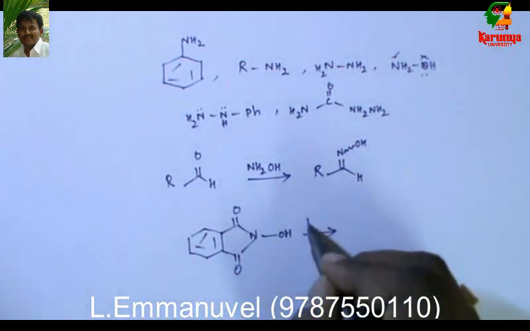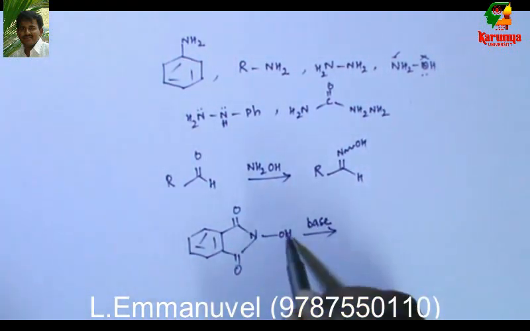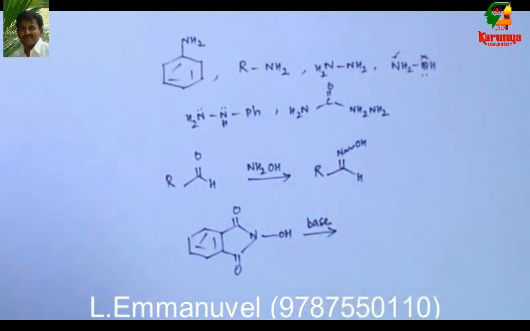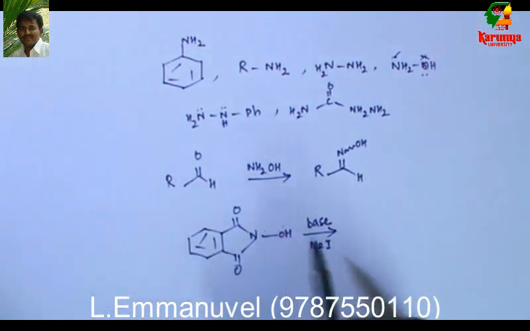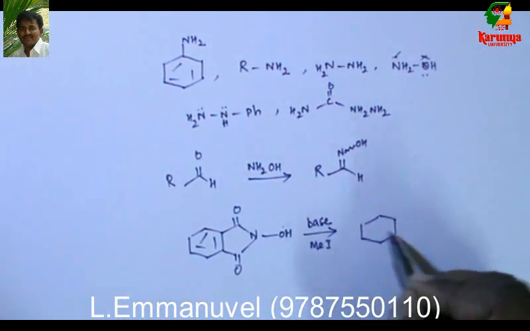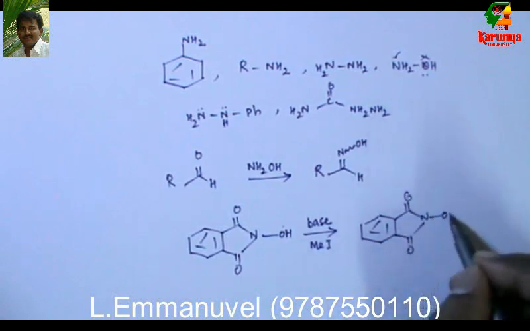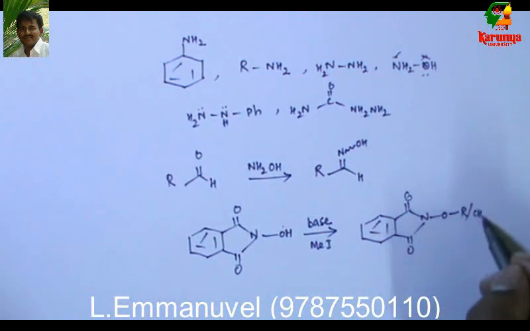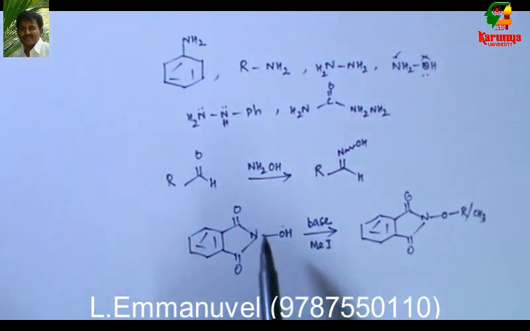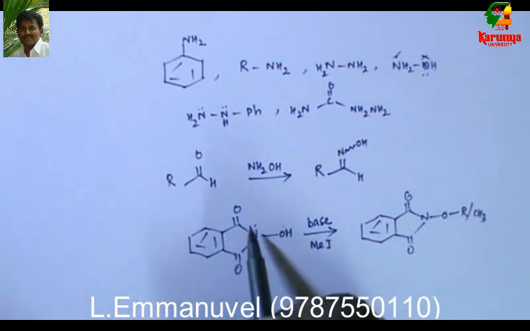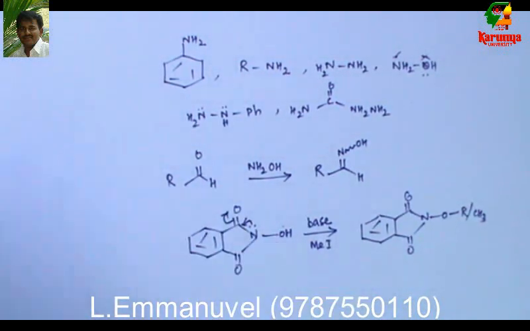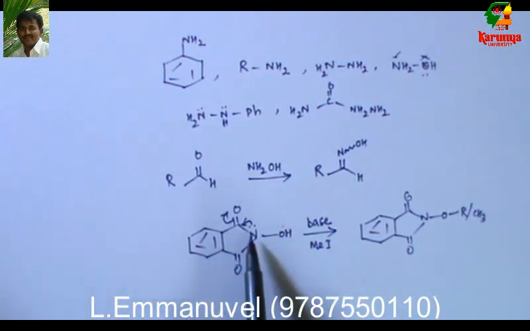Now, if you add base, the base will abstract this proton, and we get O minus. Then if you add methyl iodide or some alkyl halide, this will attack here. So what we get is, in our case, CH3. So not amine, even though there is a lone pair of electrons, this lone pair of electrons is involved in delocalization. So because of that, the electron density is very less on this nitrogen.